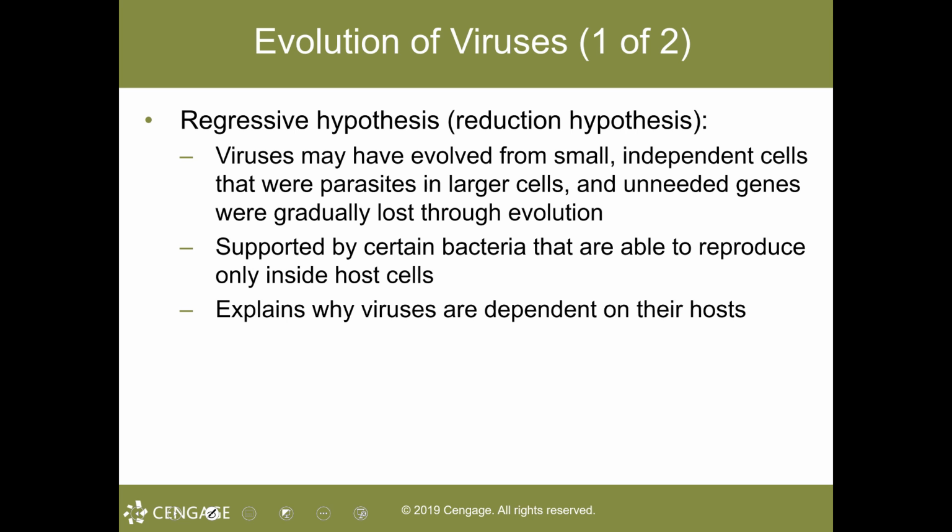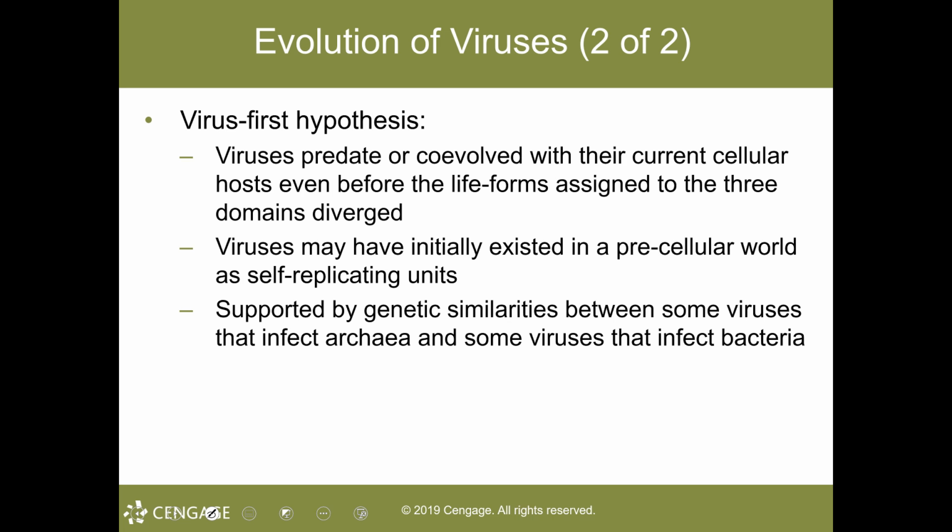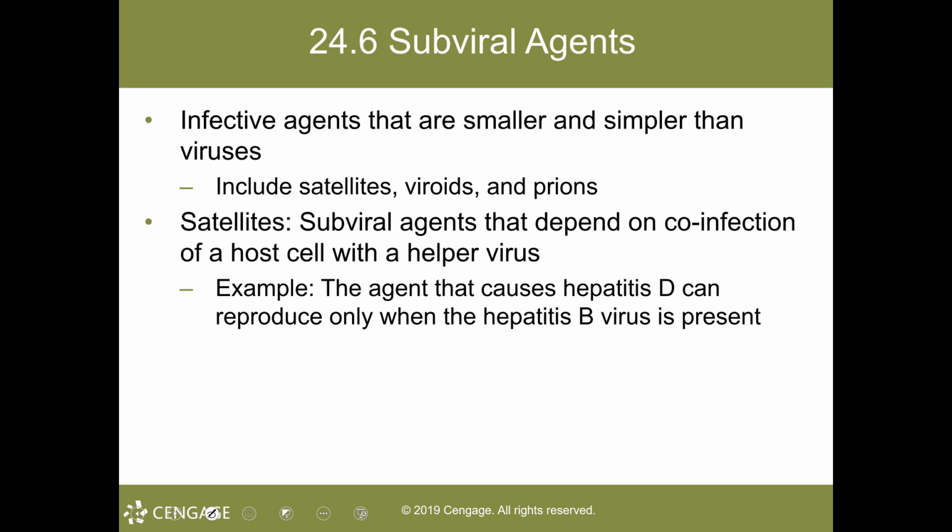Thereafter is the reduction hypothesis, or the regression hypothesis, that viruses evolved from small independent cells that were parasites in larger cells, and genes were gradually lost through evolution. This is supported by certain bacteria that are able to reproduce only inside host cells, and it explains why viruses are dependent on hosts. And with the virus-first hypothesis, it could be that they co-evolved with current cellular hosts even before life forms diverged into the three domains. In any case, just keep in mind that viruses do exist.